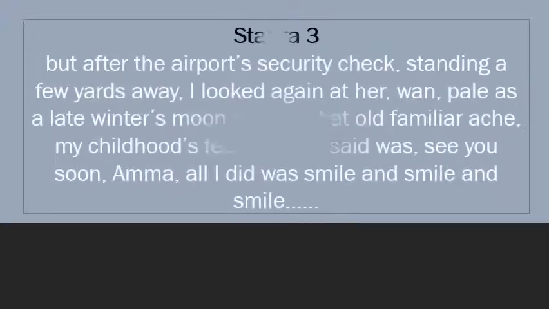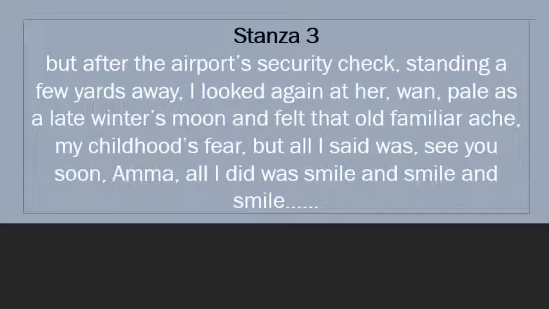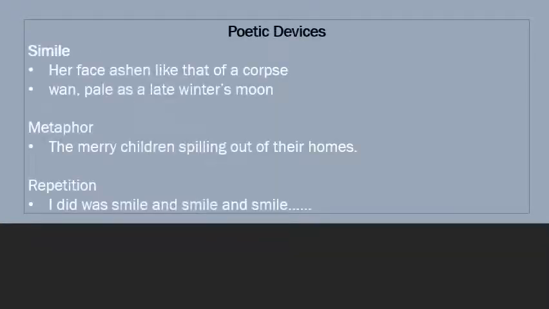Dear students, now come to the poetic devices. Let's discuss and get to know about the poetic devices used in the poem. First, simile. An example of simile: her face ashen like that of a corpse.